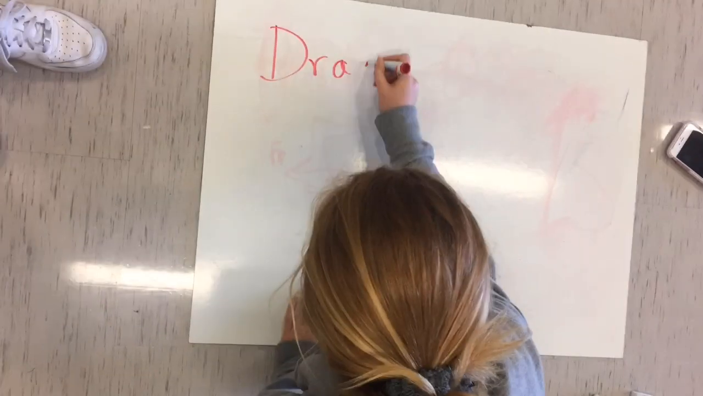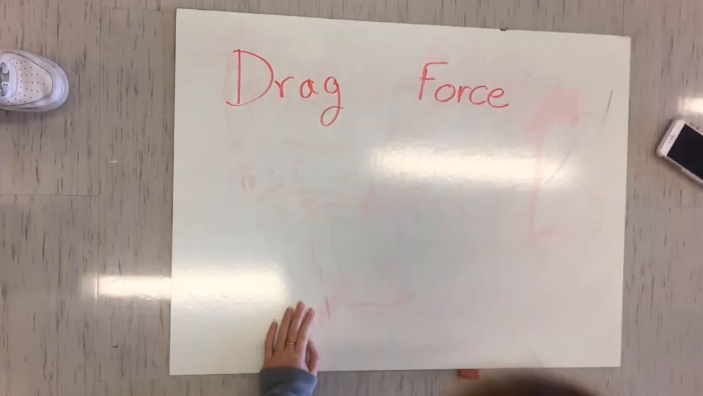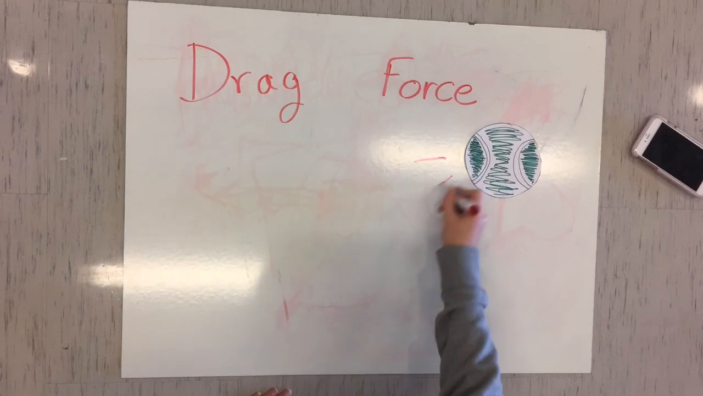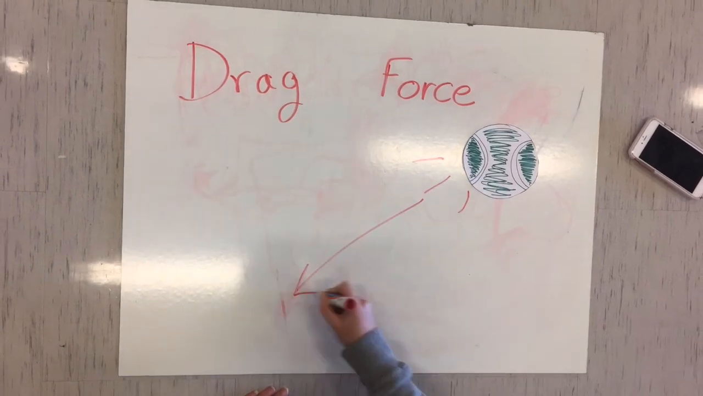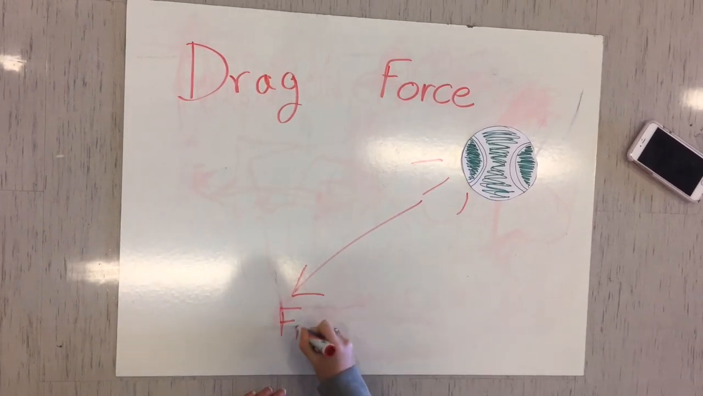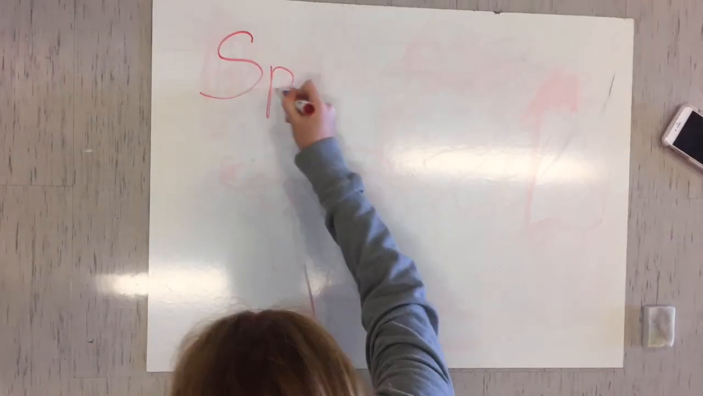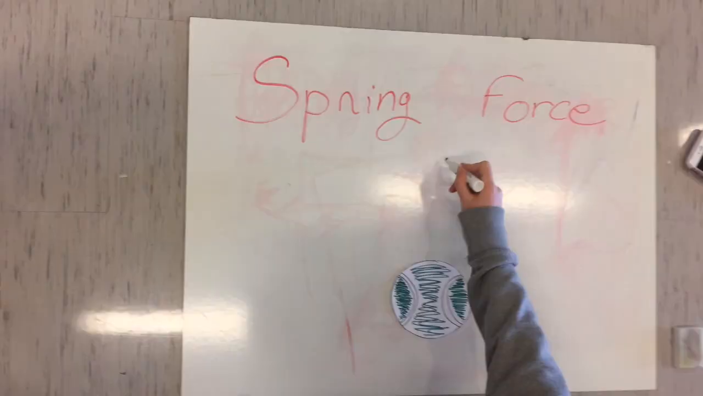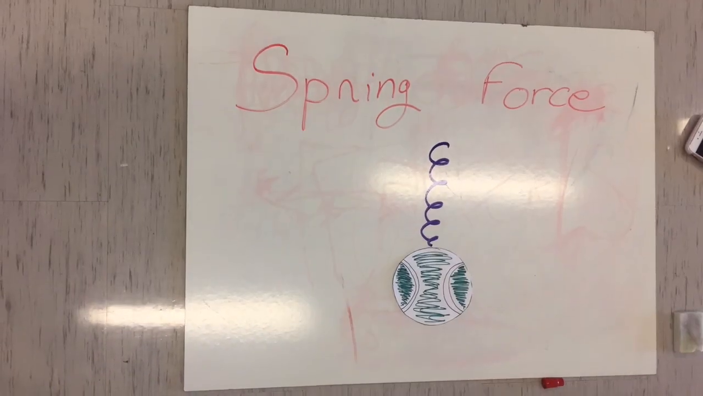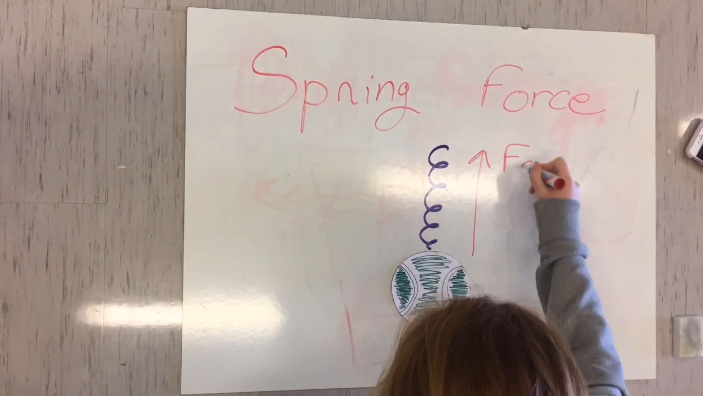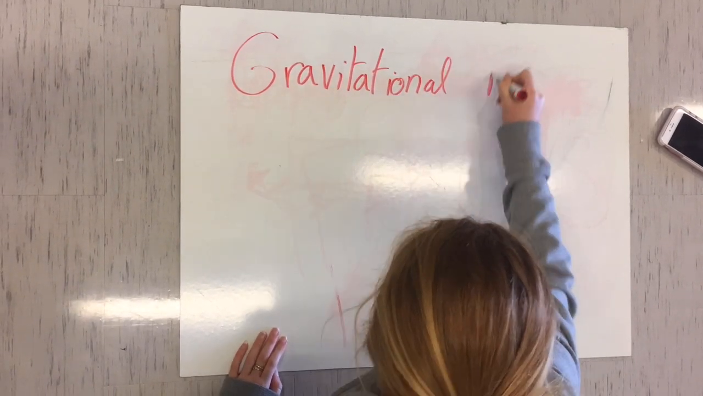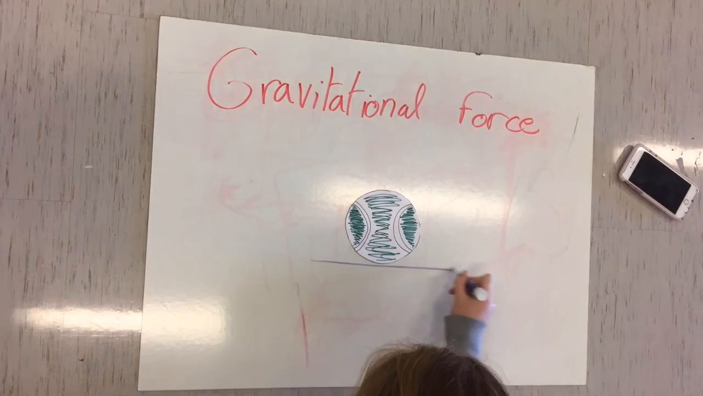Drag force. Drag force is a special type of frictional force that acts upon the tennis ball as it travels through the air. The force of air resistance always opposes the motion of the tennis ball. Spring force. The spring force is exerted by a spring when it compresses or extends to a tennis ball attached to it. Gravitational force. The gravitational force is a force that attracts any object with mass.